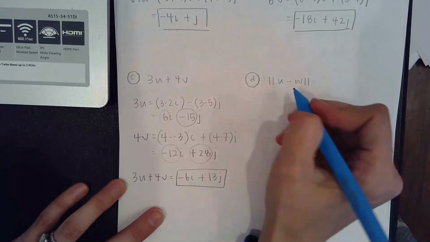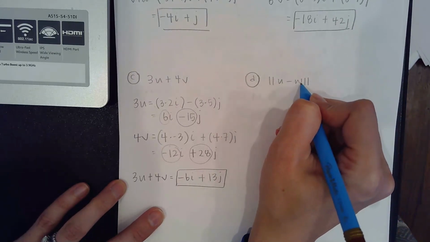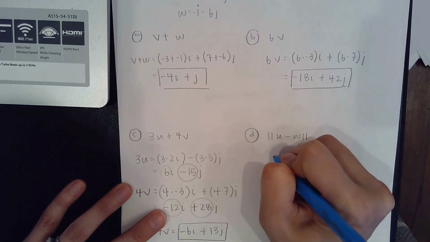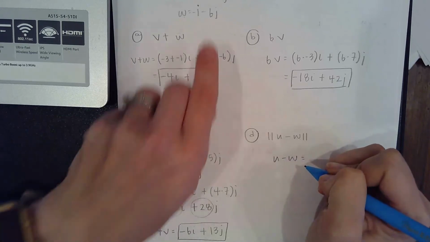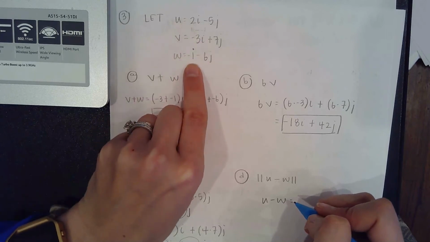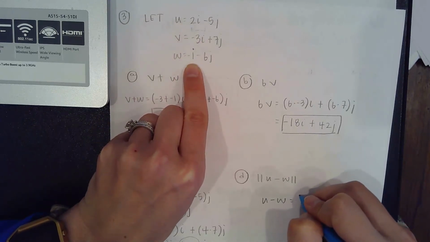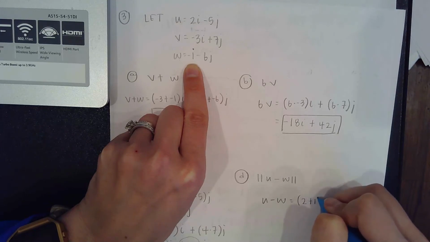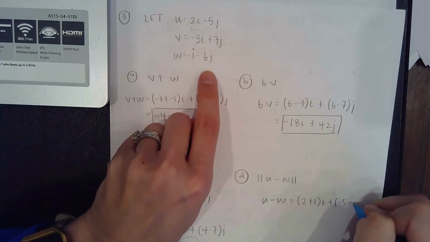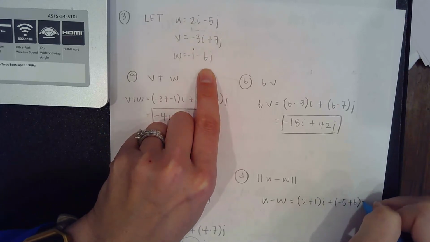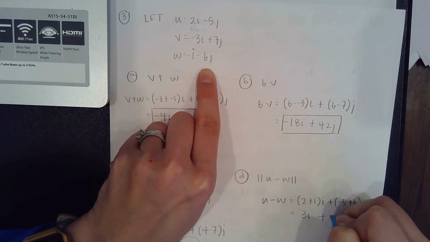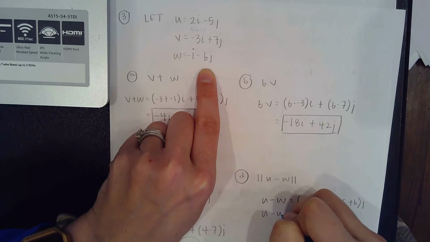Alright, so then here we want to find the magnitude of u minus w, but the first thing I need to do is find u minus w. So, what is u minus w? So here is my u and here is my w. So I'm going to say 2 minus a negative 1. So it turns into a positive. And then I'm going to have negative 5 minus a negative 6. So this will be 3i plus j is going to be u minus w.